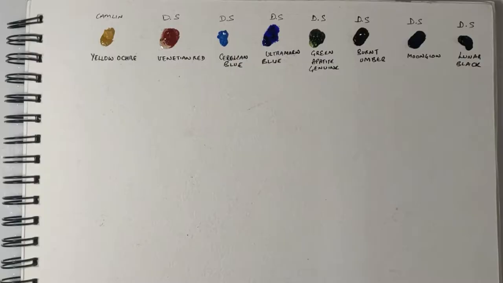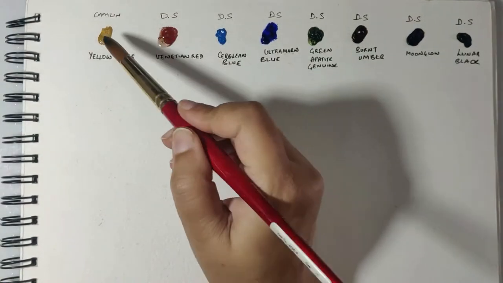So here are the colors I used in this painting. I used Camlin's Yellow Ochre. The rest of the colors are from Daniel Smith. Let's start with the swatching and see how they react with water.